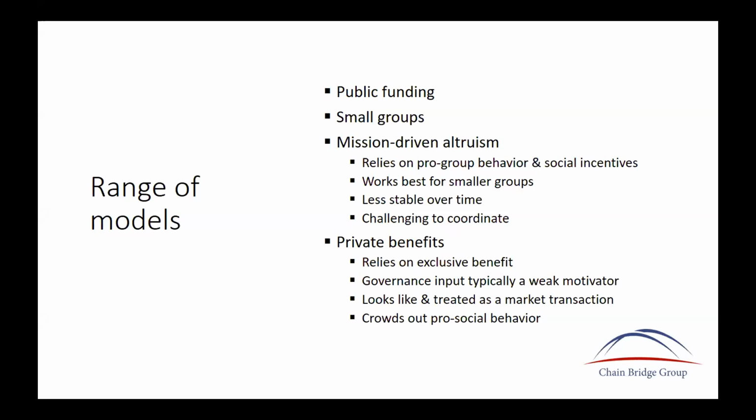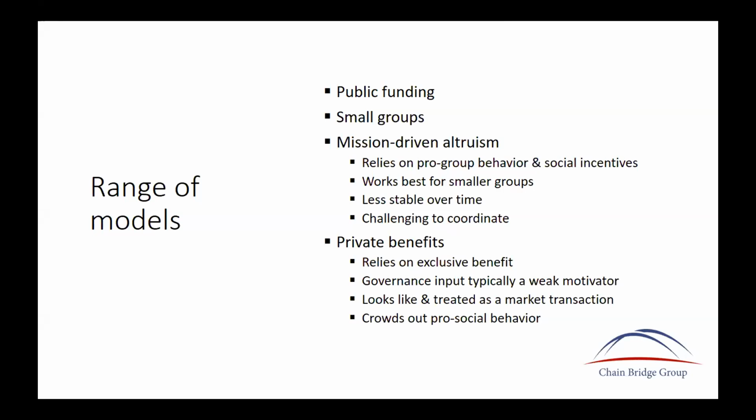That is, they depend on institutions being willing to contribute because support of a resource aligns with their mission. To motivate contributions, altruism typically relies on social incentives. In effect, an institution's desire to do or to be seen to do the right thing.